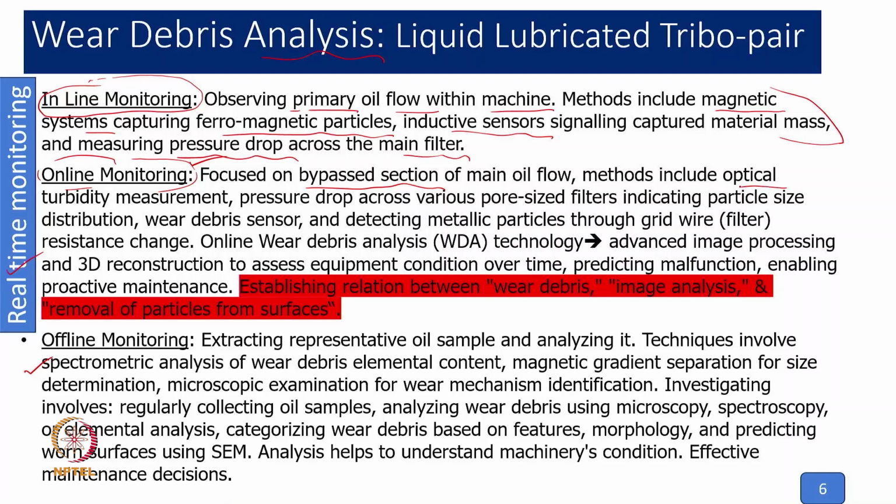And what are the methods we can include? We can include turbidity measurement. Similarly, we can also use pressure drop, the way we mentioned in the filter system earlier. A major change is that we can include a wear debris sensor. This is important. Detecting metallic particles through a grid line kind of filter is a similar thing, which records the change in resistance.